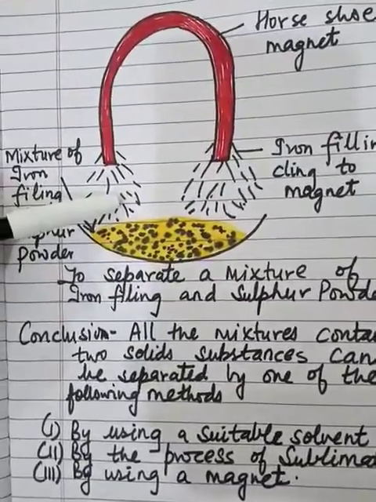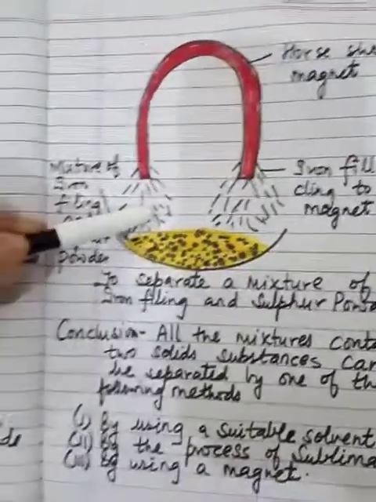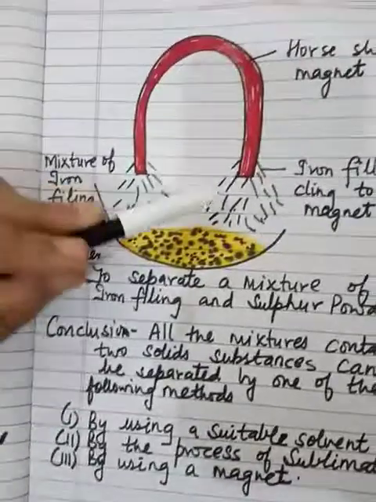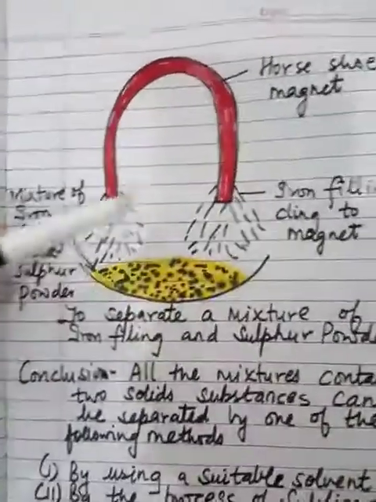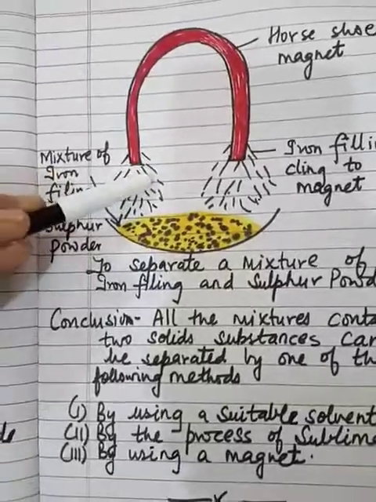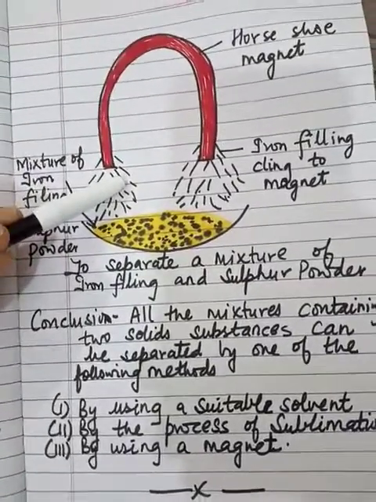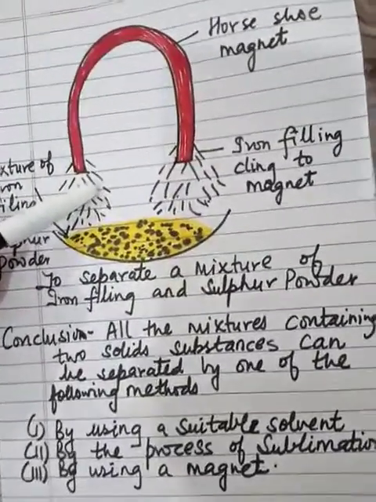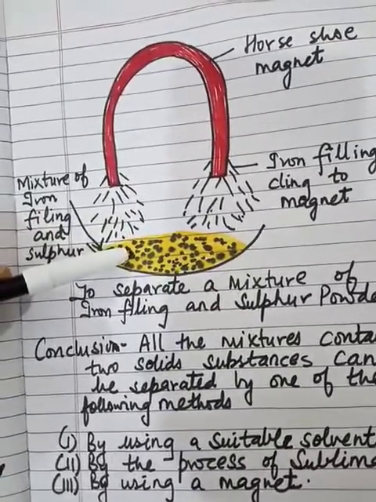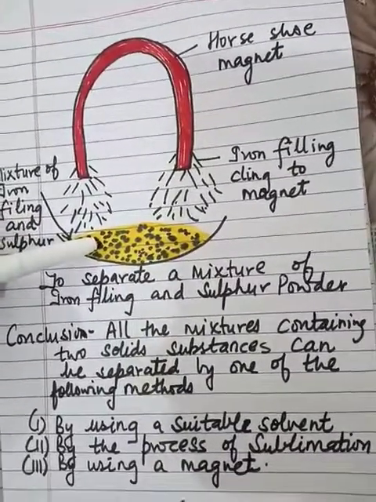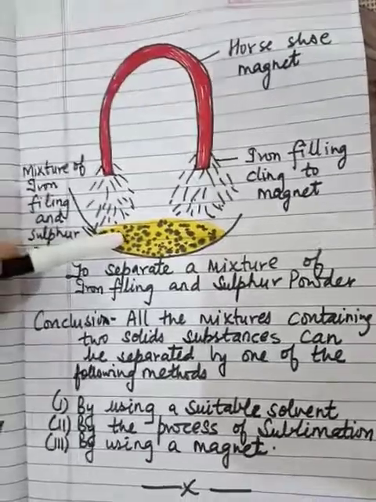Iron filings are attracted by the magnet and they cling to the poles of the magnet, as every magnet has two poles, north pole and south pole, and get separated. As sulfur powder is not attracted by a magnet, it remains behind.